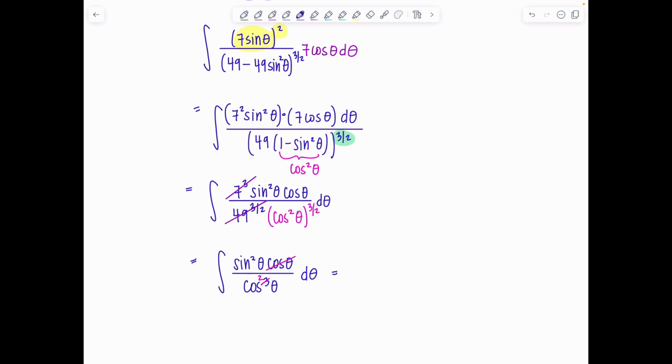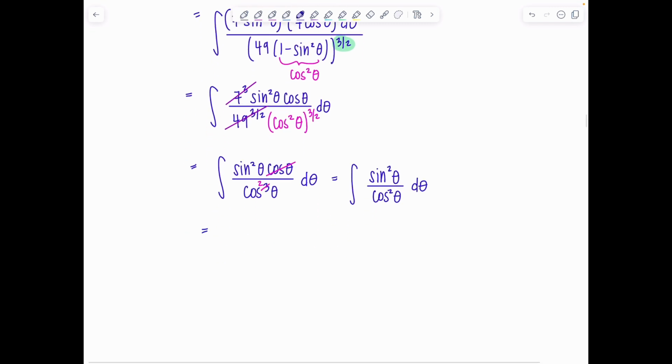And then I have sine squared over cosine squared. Where'd my squared go? Okay, so now you're thinking, how am I going to evaluate this? What can we do? Well, this is tangent squared theta. Yes, it is. Do we know the antiderivative of tangent squared theta? No. But we can use a Pythagorean identity, rewrite tangent squared theta as secant squared theta minus 1, and then now we are in business.